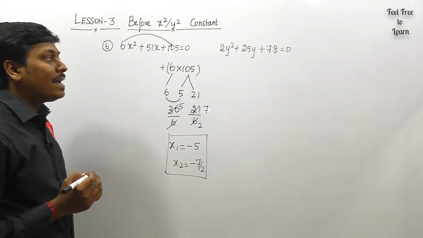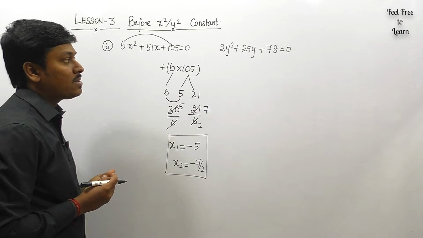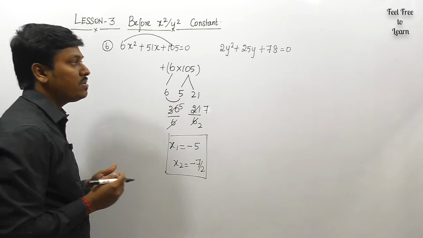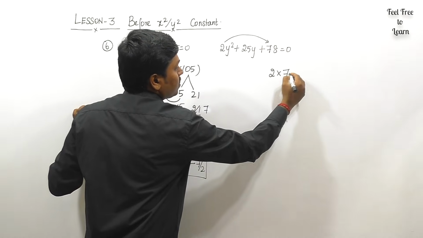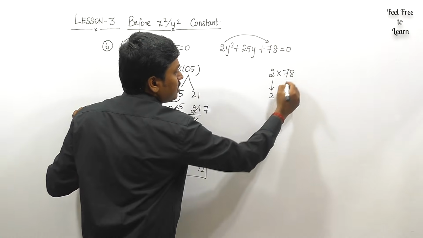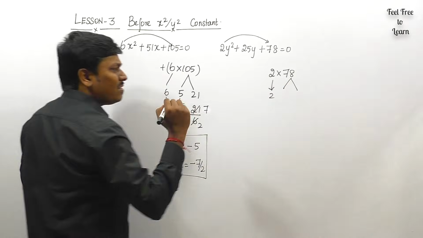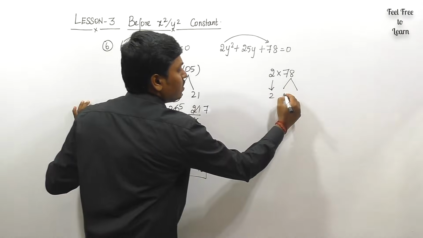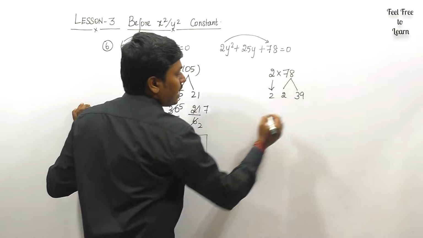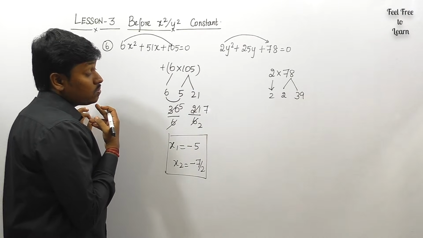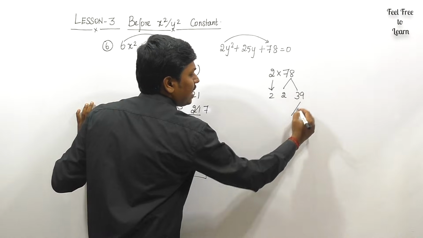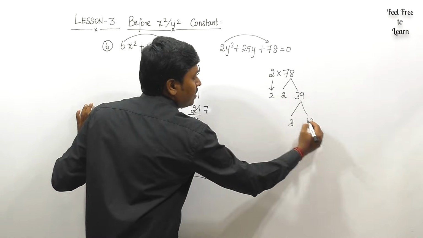So let me move on to the second expression, that is 2y square plus 25y plus 78 is equal to 0. So initially you need to multiply this 2 into 78. So I think bring this 2 as it is. This 78 we can divide by 2, right? So when we divide by 2, 3 2s are 6, 9 2s are 18. So our target is to bring 25. So again we can split this 39 as 3 into 13, right? 3 into 13 will be 39.